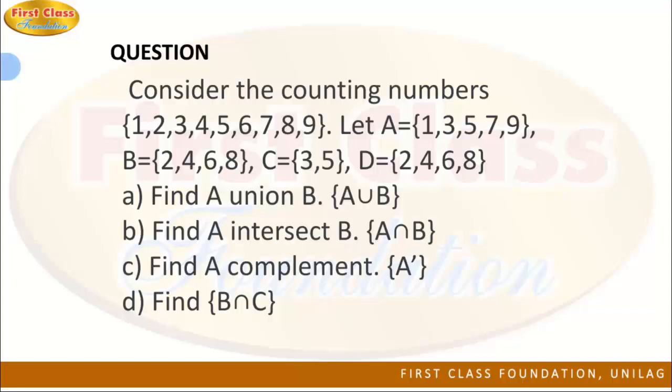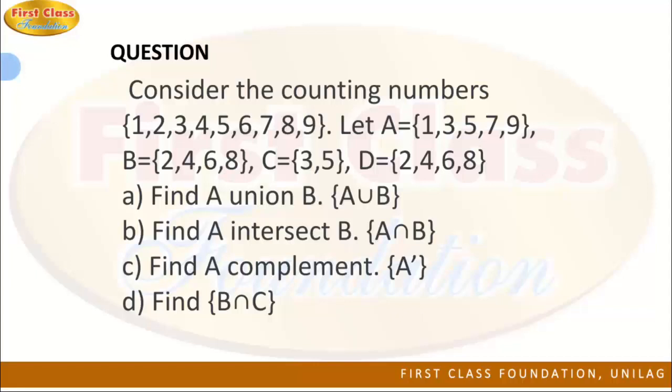Now C says find A complement. So A complement means elements that we can find in the universal set but cannot be found in set A. Now set A is given as 1, 3, 5, 7, and 9. So what are the complements of A, or what are those things that we add to A that will make it a complete universal set? Those ones are 2, 4, 6, and 8.